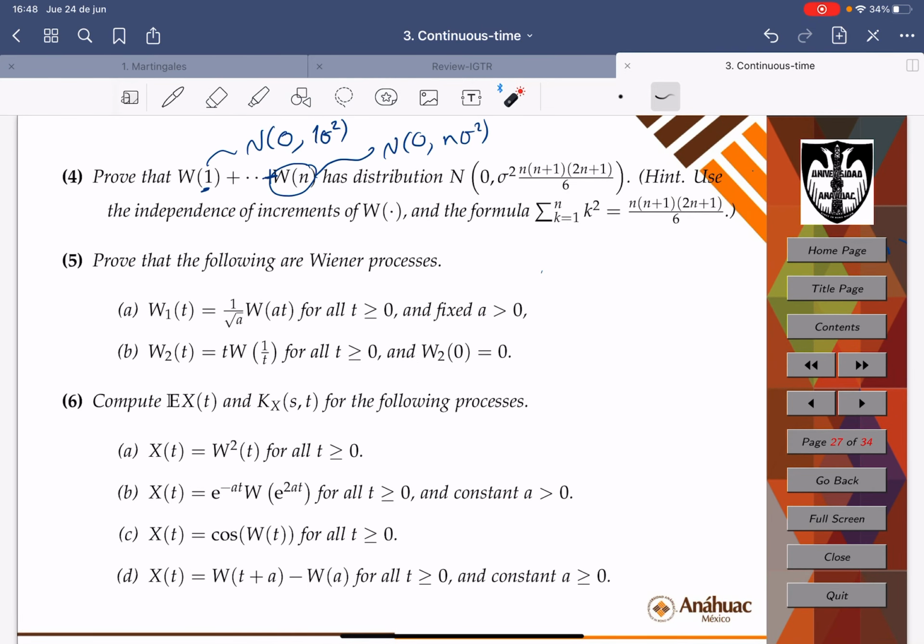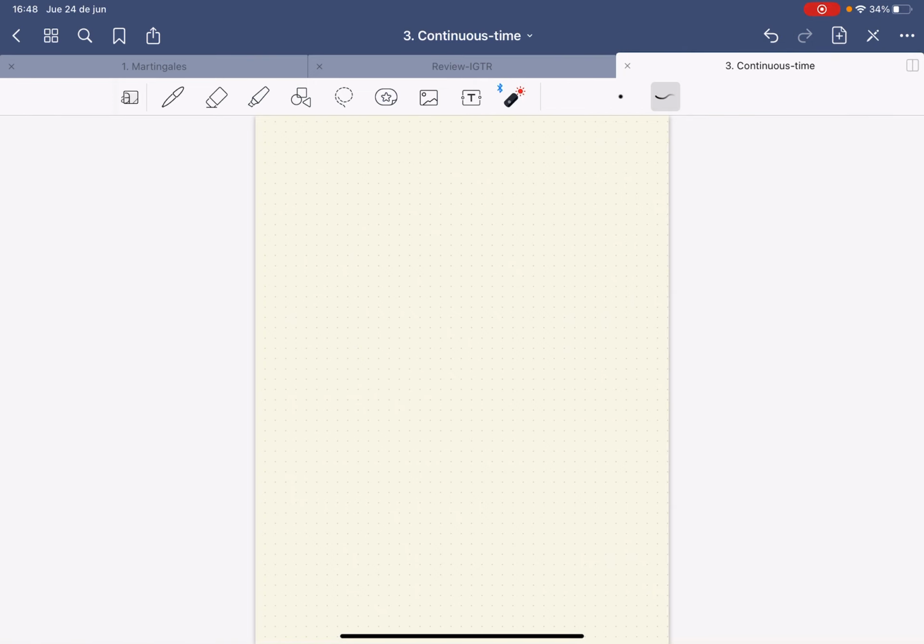They hint us to use this formula, right? And well, we're going to see how this is true. All right. So first of all, let's take a look at the fact that it is very simple to see that W1 plus W2 plus W3 plus Wn is normally distributed. Why? Well, because what we have in here is just the linear combination of a bunch of normal random variables. So it is very easy to see that the distribution of the sum is just normal.